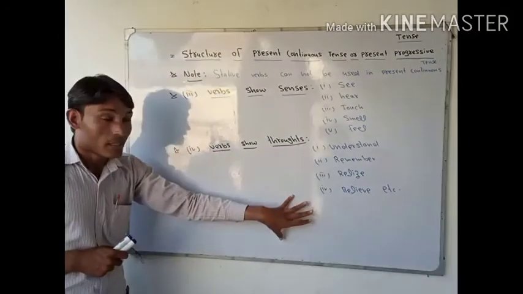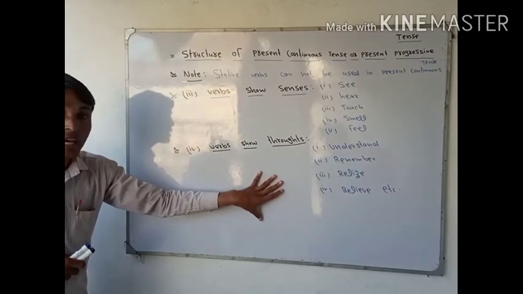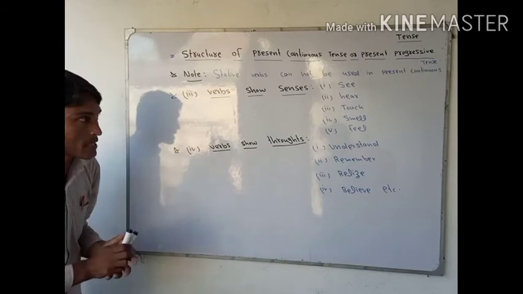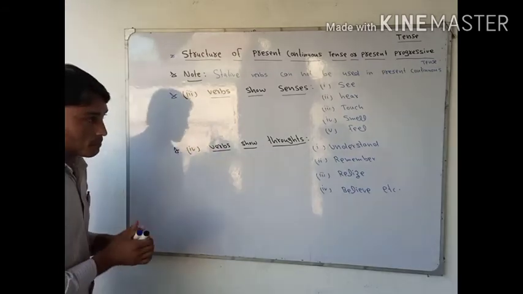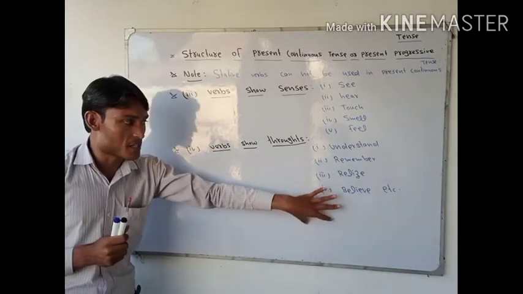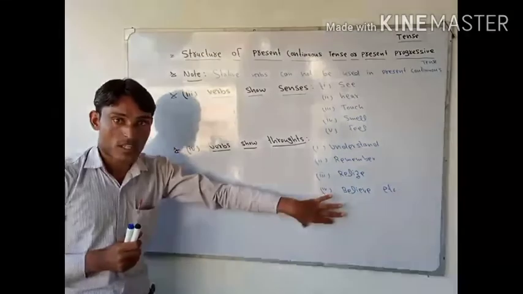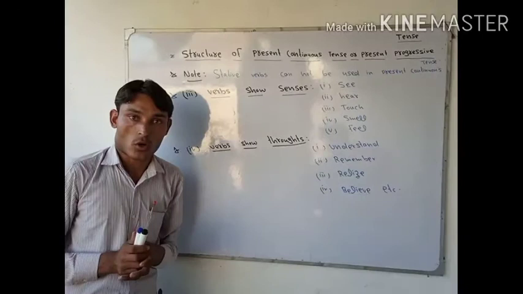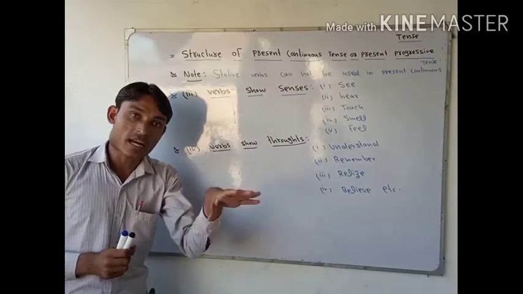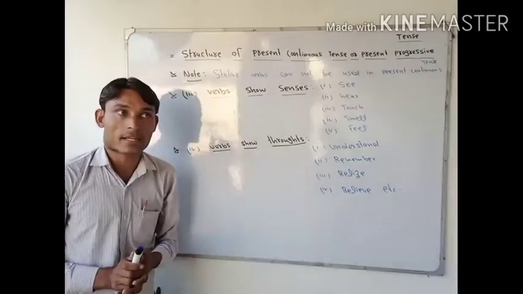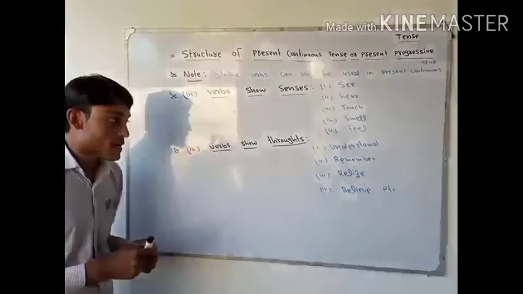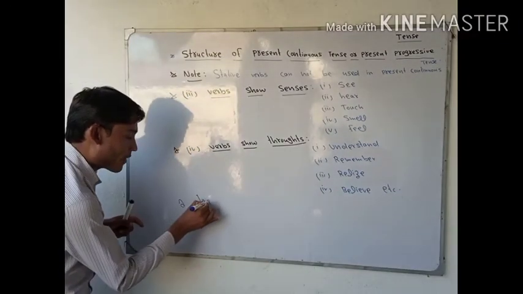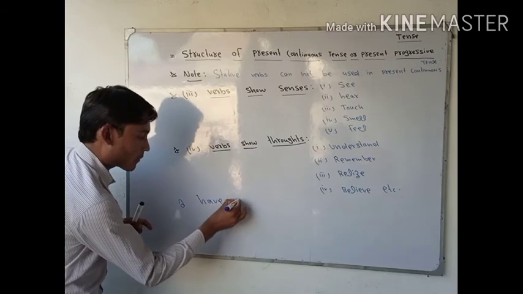So now let's give examples of why we cannot use stative verbs in the present continuous tense. We have discussed so many stative verbs, but there is one exception. Some verbs can have both qualities, stative or dynamic. For example, have and look.